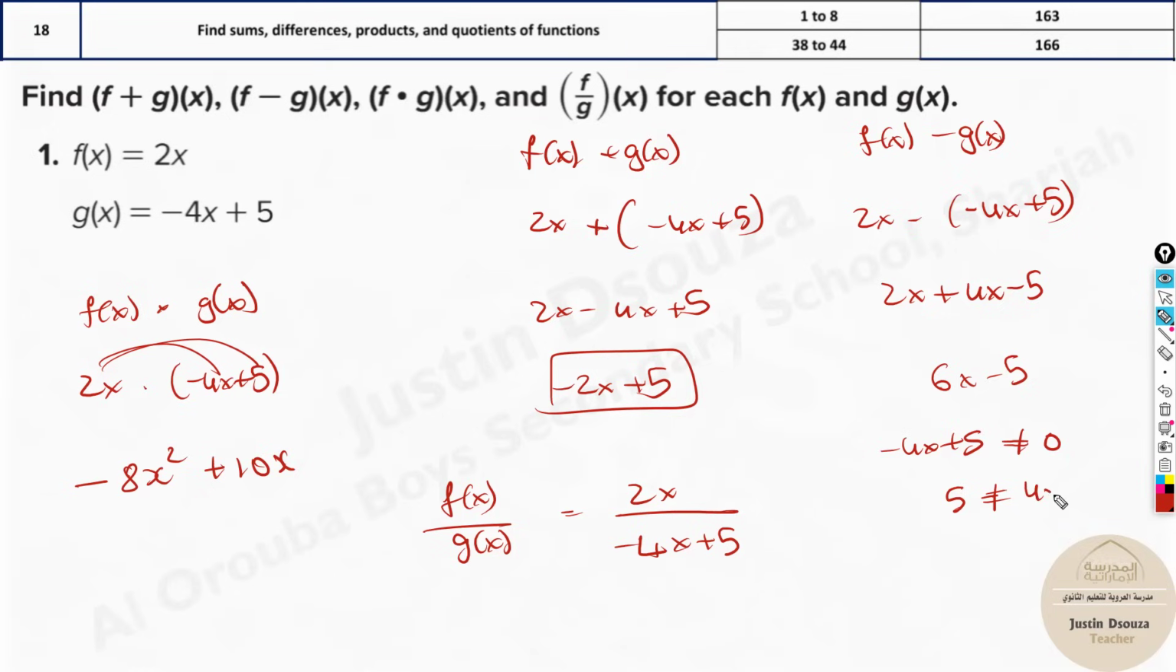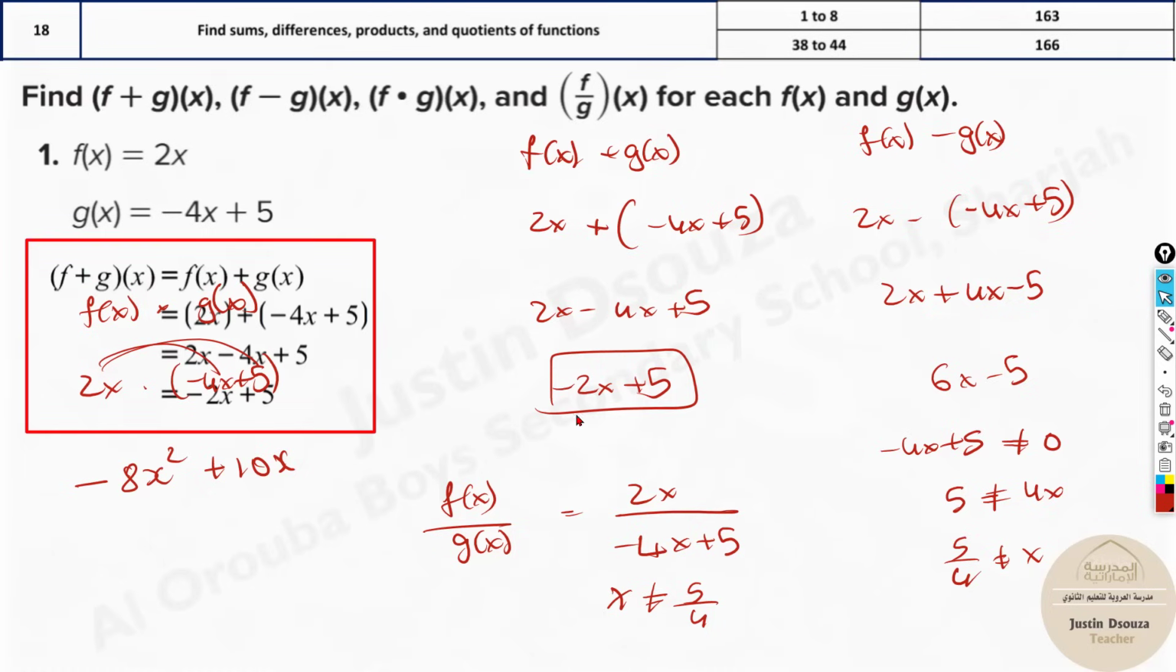It cannot be equal to 4x, and 5 by 4 cannot be equal to x. So basically we know that this can be the answer, yes, but x cannot be equal to 5 by 4, because if you put 5 by 4 here, what happens? It becomes 0. It will be negative 5 plus 5, it's 0. So therefore we avoid that. So that is how we solve it up.